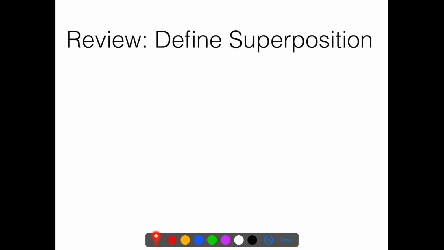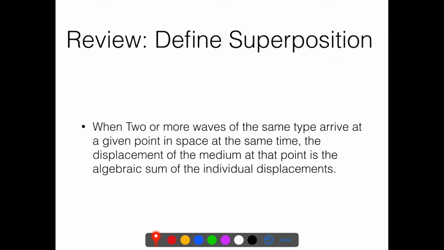All right, so hopefully you've defined it. Here's my definition. When two or more waves of the same type arrive at a given point in space at the same time, the displacement of the medium at that point is the algebraic sum of the individual displacements. Now these are things that we talked about in the last video, right? You need two or more waves. They have to be the same type. They're arriving at the same point at the same time, right?